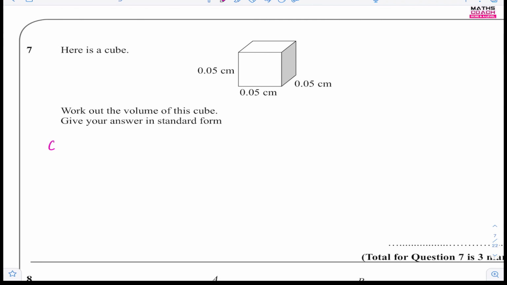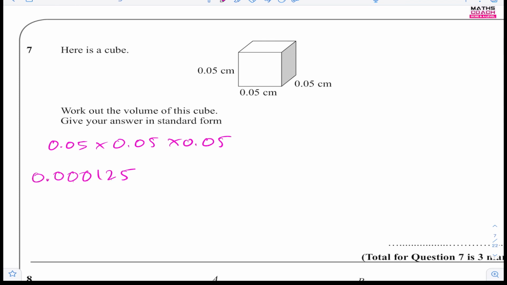So the volume of the cube is going to be all of those lengths multiplied by each other. So 0.05 times 0.05 times 0.05. Now 5 times 5 times 5 gives us a total of 125, and we have 2 decimal places here, 2 here, 2 here, so a total of 6. So we've got to give our answer a total of 6 decimal places. So 3 decimal places already by the 125, so 4, 5, 6.